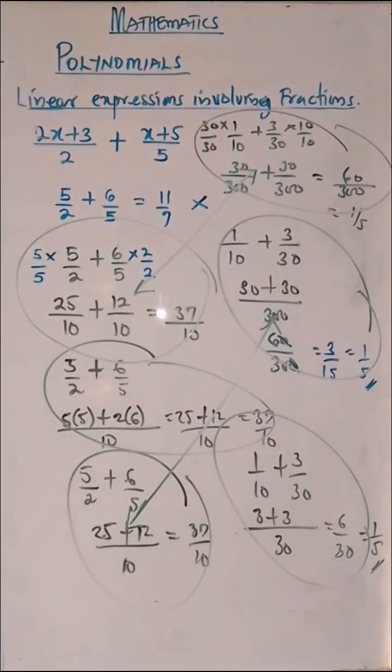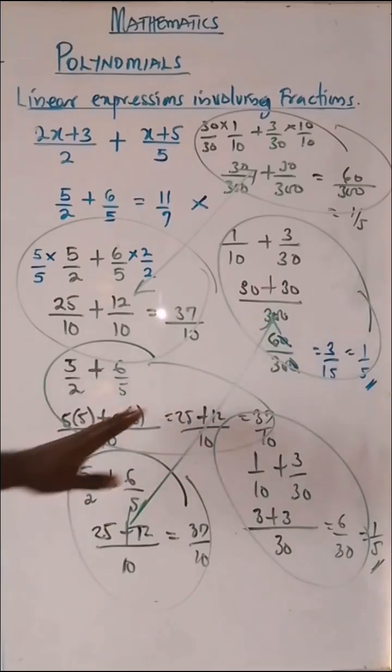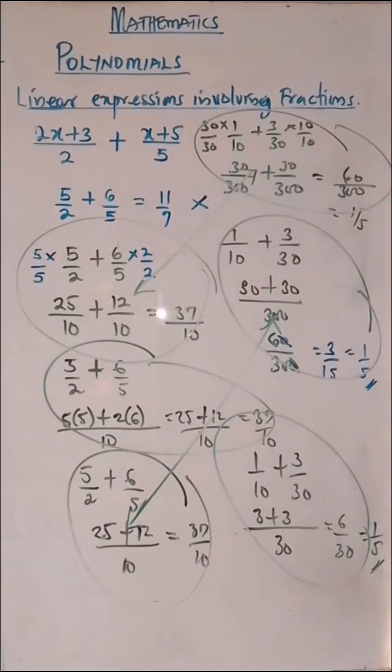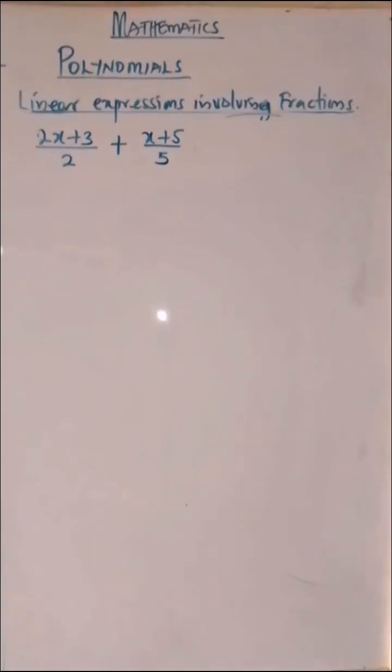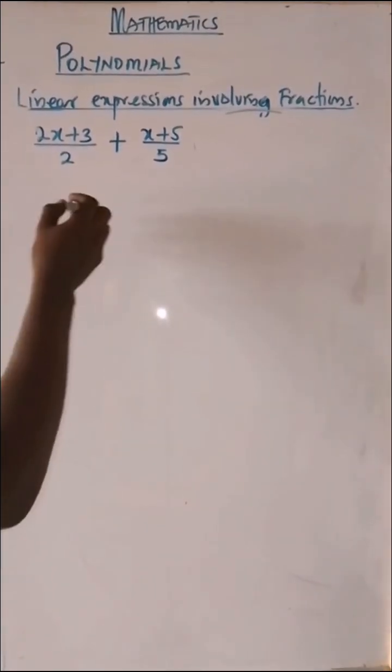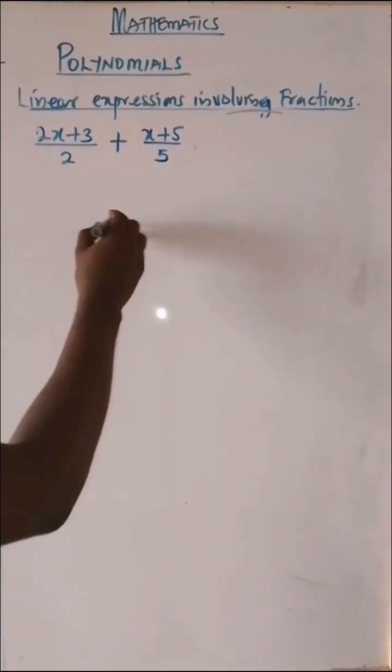So here we have 3 methods in adding fractions. But which approach is the best? The best approach is to find the LCM. So now let's go back to our addition. Now for the solution, the LCM of 2 and 5 is 10.